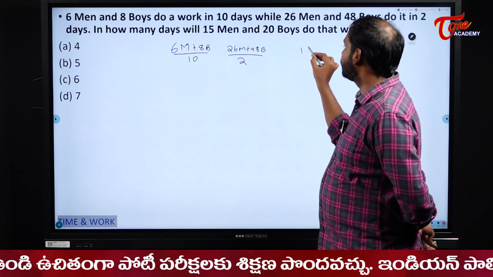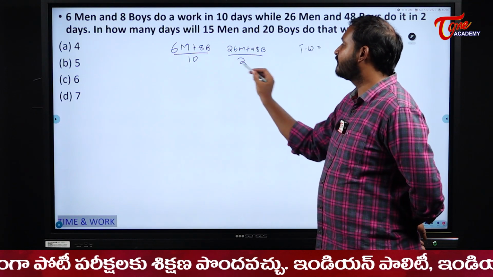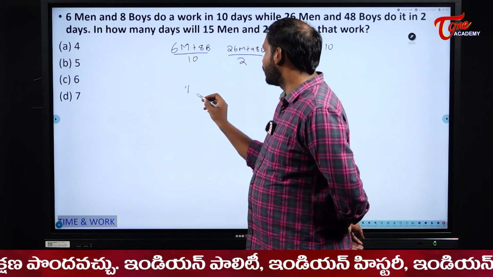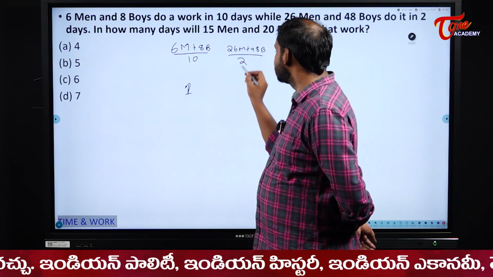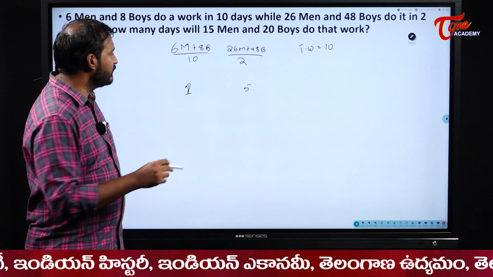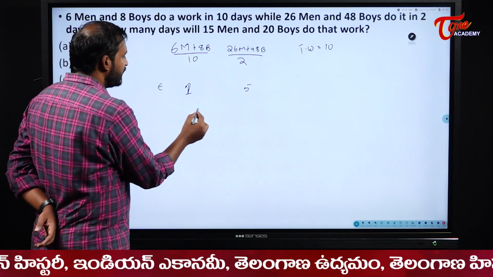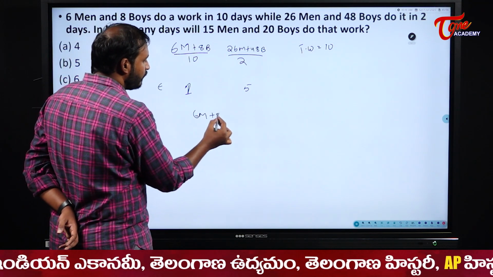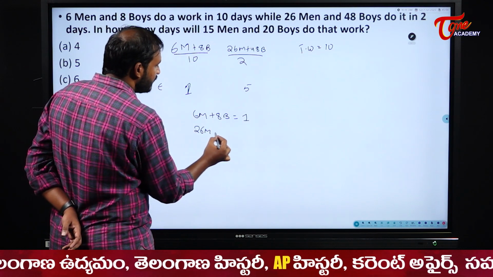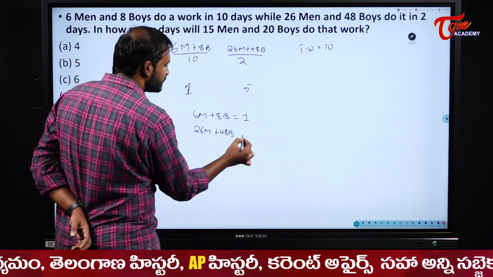Okay. Now first of all, what is the total work here? LCM of 10 and 2 is 10. Okay, what is this efficiency? Here the efficiency will become 1 and here the efficiency becomes 5. Now write down the equation. These are their efficiencies. Therefore 6 men and 8 boys efficiency is 1. 26 men and 48 boys efficiency is how much?